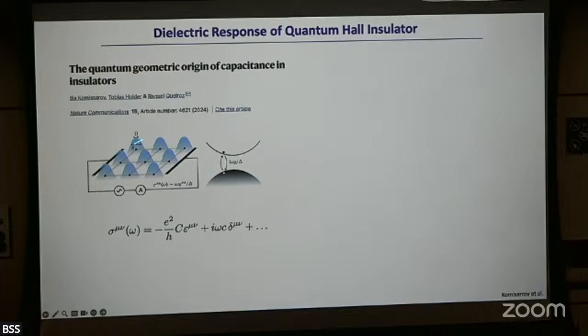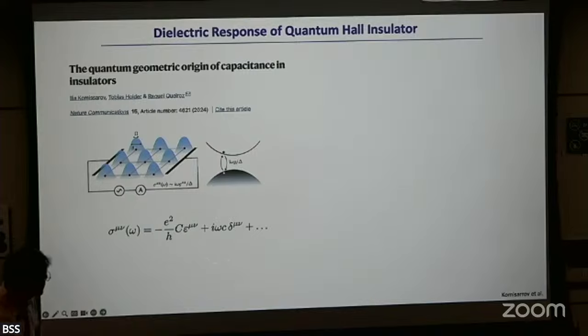Of course, you can again define the AC conductivity. If it is an insulator, but a topological insulator with a Chern number, then the AC conductivity contains the real part, which is the Hall conductivity. But in the longitudinal part, it has an imaginary part of the conductivity, which means that this is a capacitive response.